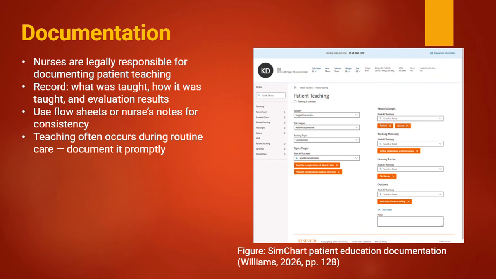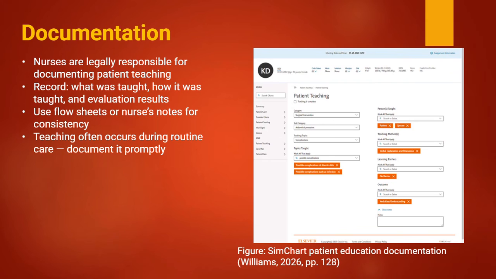Many facilities use a patient education flow sheet or electronic charting system, which helps standardize documentation. These forms ensure that key teaching topics, such as medication administration, diet, wound care, or discharge instructions, are consistently recorded. When charting, the nurse's notes should include 3 key elements: the specific content taught. For example, patient instructed on proper use of incentive spirometer, including frequency and breathing technique.